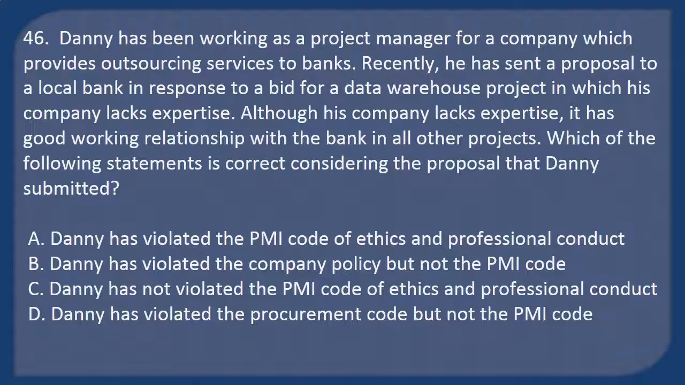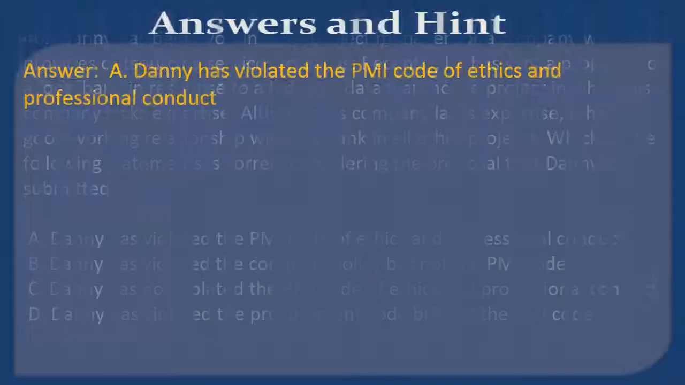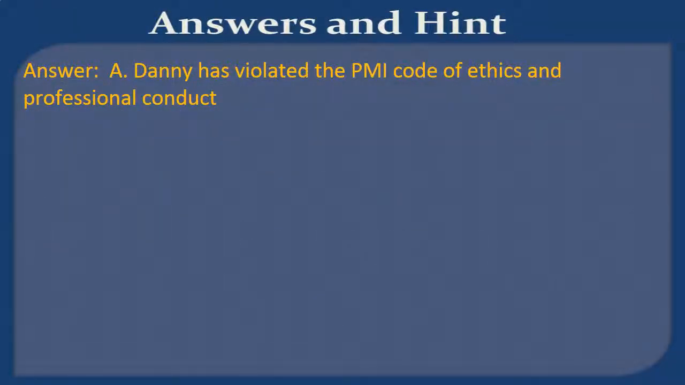A. Danny has violated the PMI Code of Ethics and Professional Conduct. B. Danny has violated the company policy but not the PMI Code. C. Danny has not violated the PMI Code of Ethics and Professional Conduct. D. Danny has violated the Procurement Code but not the PMI Code. Answer: A. Danny has violated the PMI Code of Ethics and Professional Conduct.